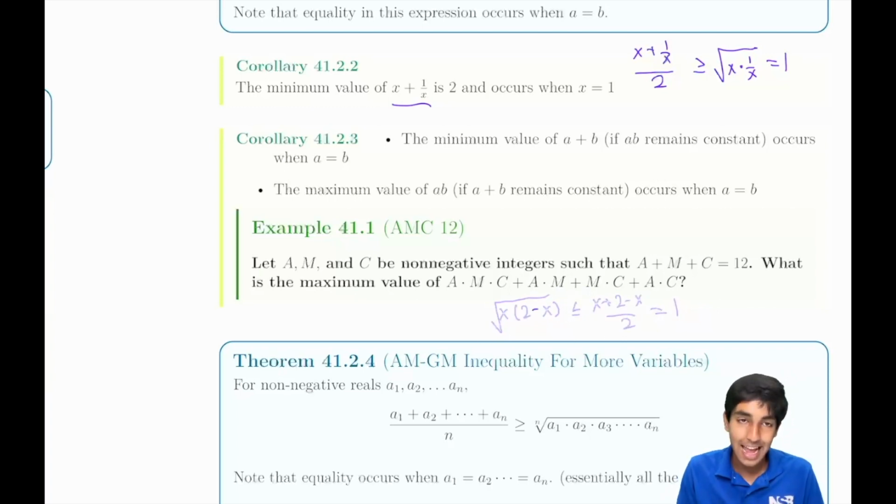But now let's take a look at this AMC problem. What is this expression here? So we've got a bunch of non-negative integers. Their sum is 12.